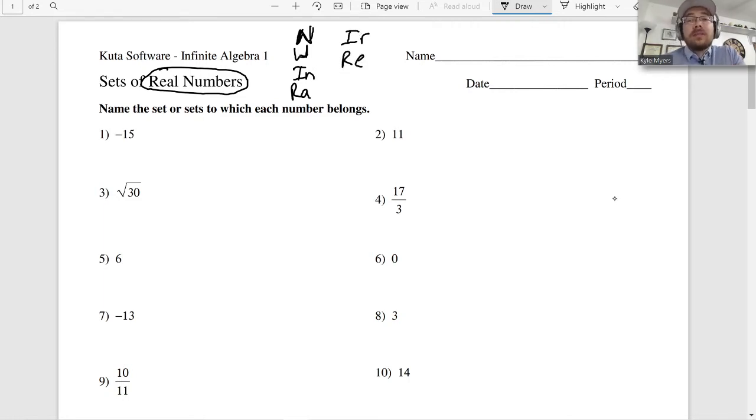And they're all mostly overlapping. That's the other thing, is that a lot of these overlap. The only one that really doesn't overlap is irrational. Irrational is like its own total thing, but real numbers also include irrational numbers.